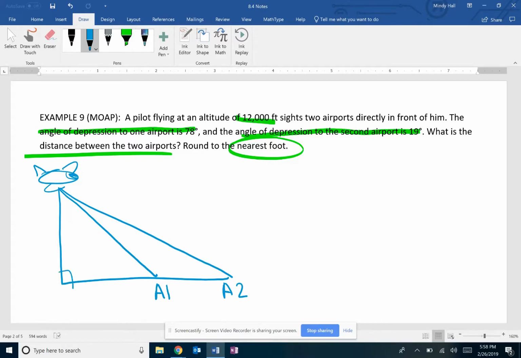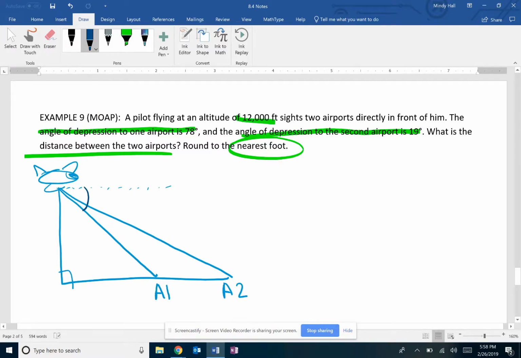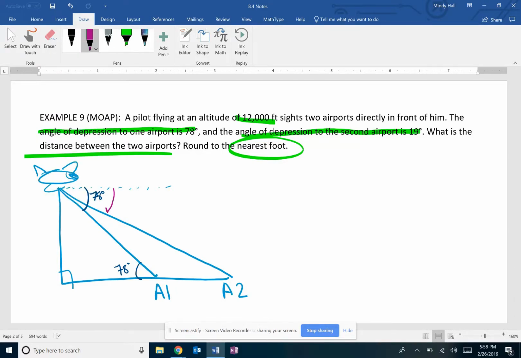So because he is flying, remember we're looking from the perspective of the plane, my angle of depression to my first airport is 78 degrees. Because I'm going all the way down, it is 78 degrees. And remember, the closer an object is, the higher that angle of depression or angle of elevation should be. Then for the other one, we have an angle of depression of 19 degrees. Because I know that angle at the top is 19 degrees, I know that this angle down here is also 19 degrees, because that angle of elevation and depression is going to be the same. You just have to make sure you're putting it in the right spot of the triangle.